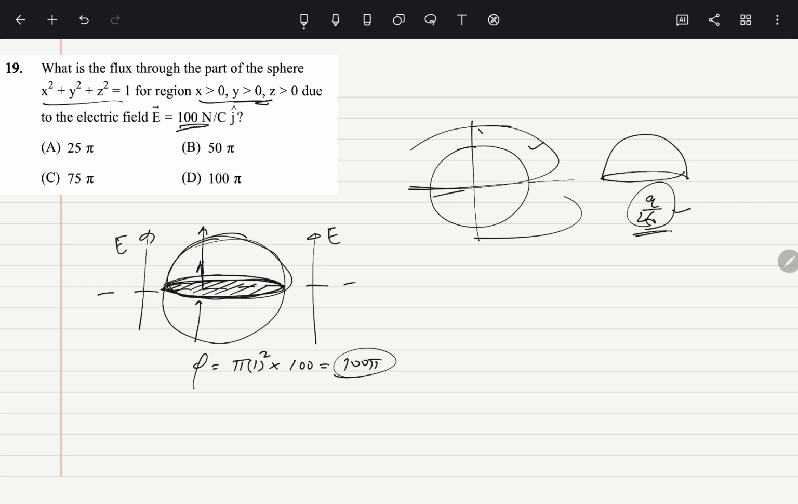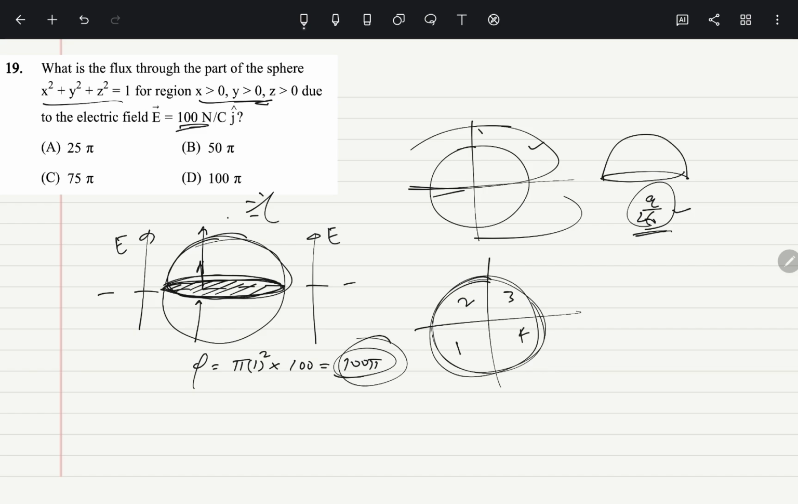Now this flux 100 pi is distributed into 4 parts. So the flux is coming out of this. This is a top view. If we see from the top, the flux is coming out from this region, this region, this region, and this. So from 4 regions this much flux is coming out, and all are identical.